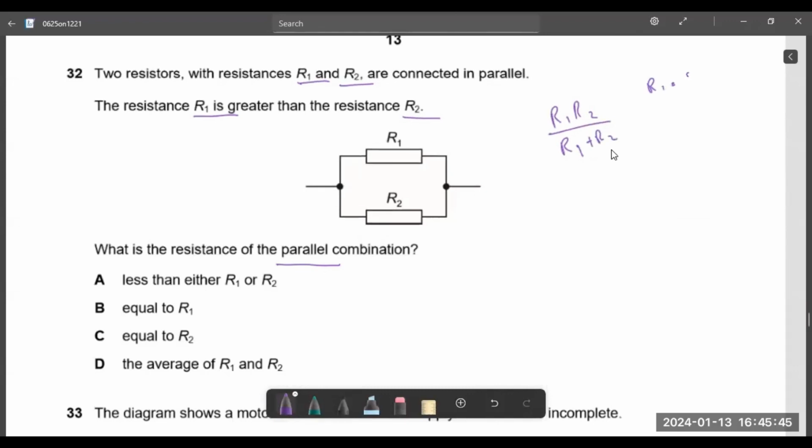Suppose R1 is 2 ohm and R2 is 4 ohm. Here 2 into 4 that is 8, by 6, that is 1.3. We can see it is less than R1. The parallel combination will always be less than either R1 or R2. Here the right choice is A.